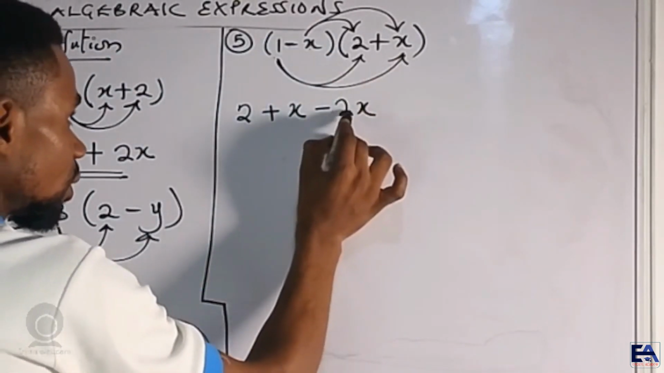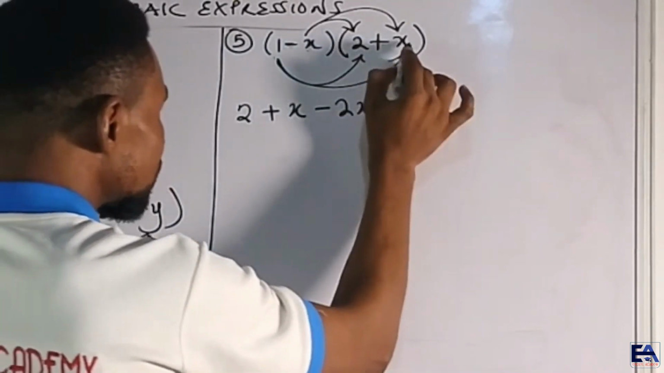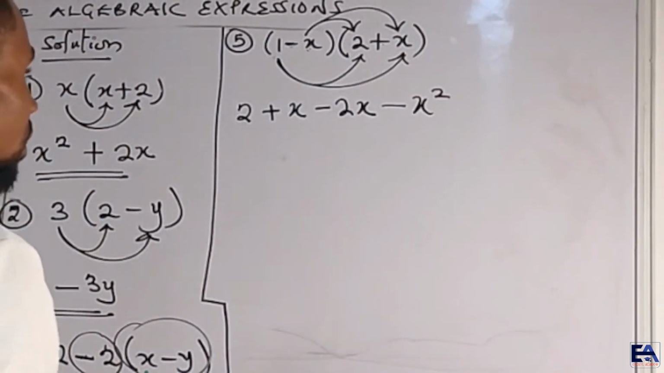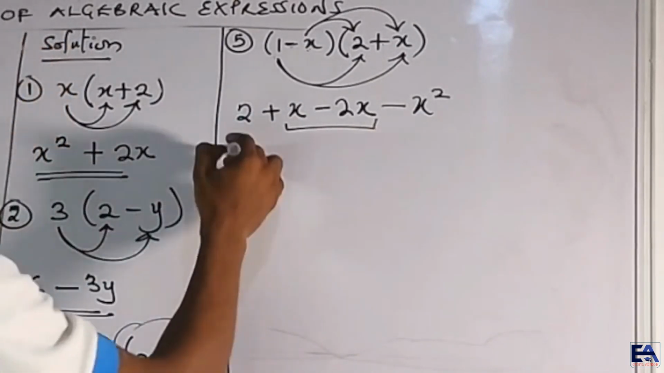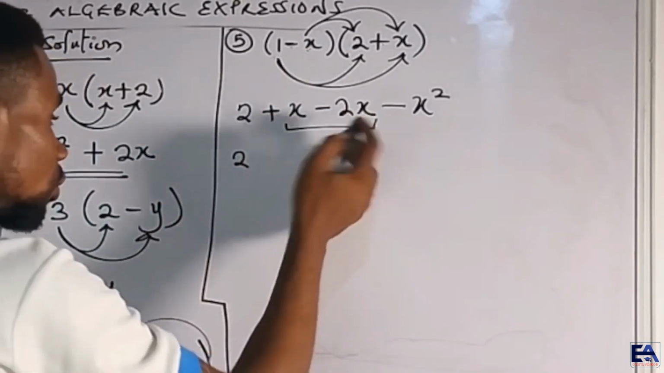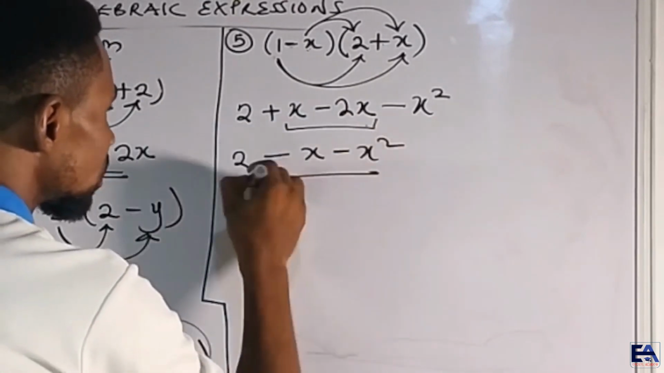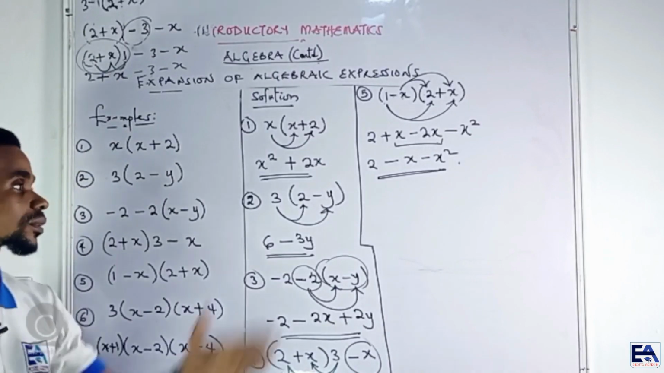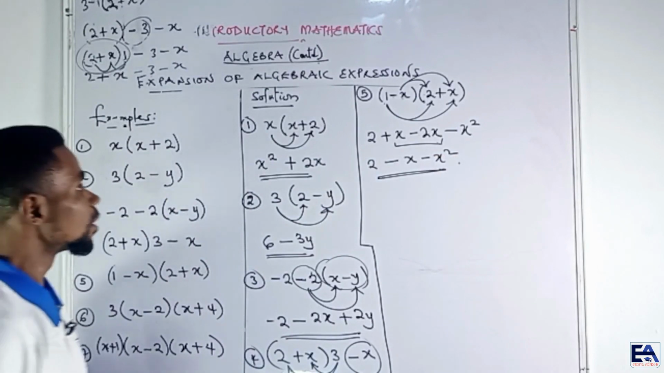X times 2 is 2x. Then again, minus times plus minus x times x, x squared. All right, so at the end of the day, we can collect like terms. These are like terms, okay? So we have 2 plus x minus 2x. I'm having 1x, I'm owing 2x. If I pay, I'm still owing 1x, then minus x squared, and that is the end. There's nothing more we can do in this case because all the terms involved are not like terms. You get that? Good. So, number 6.